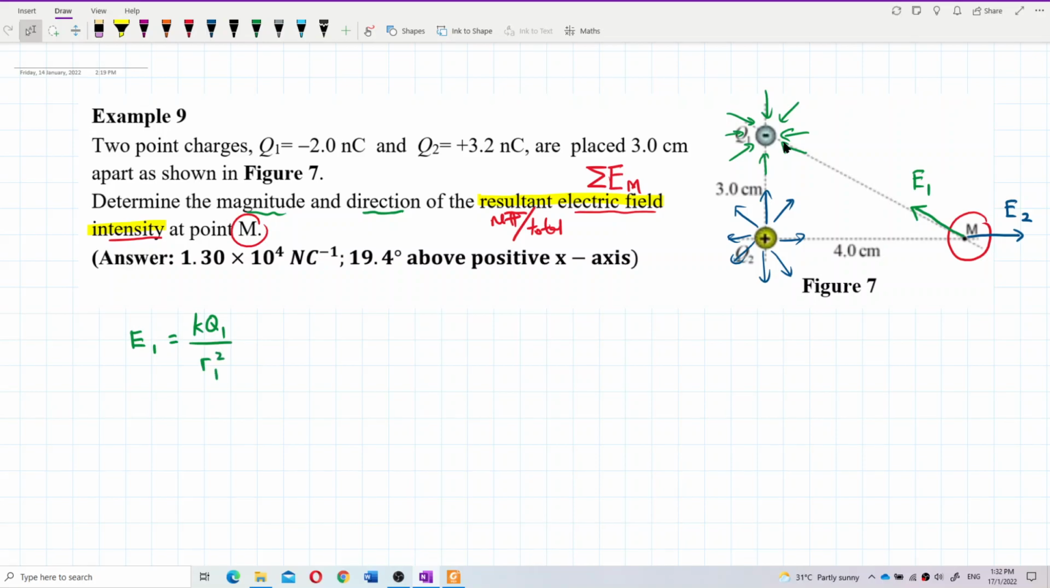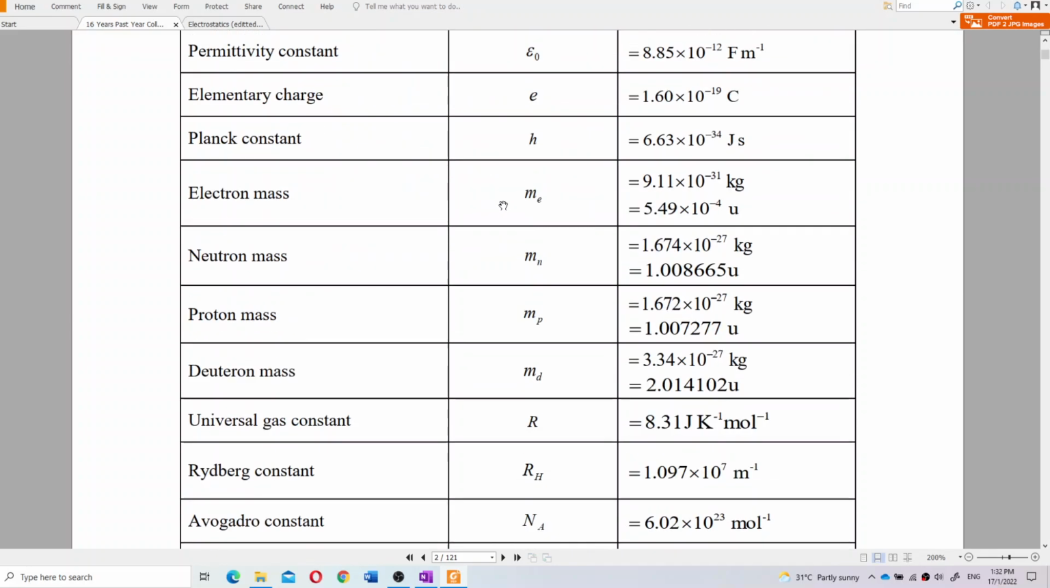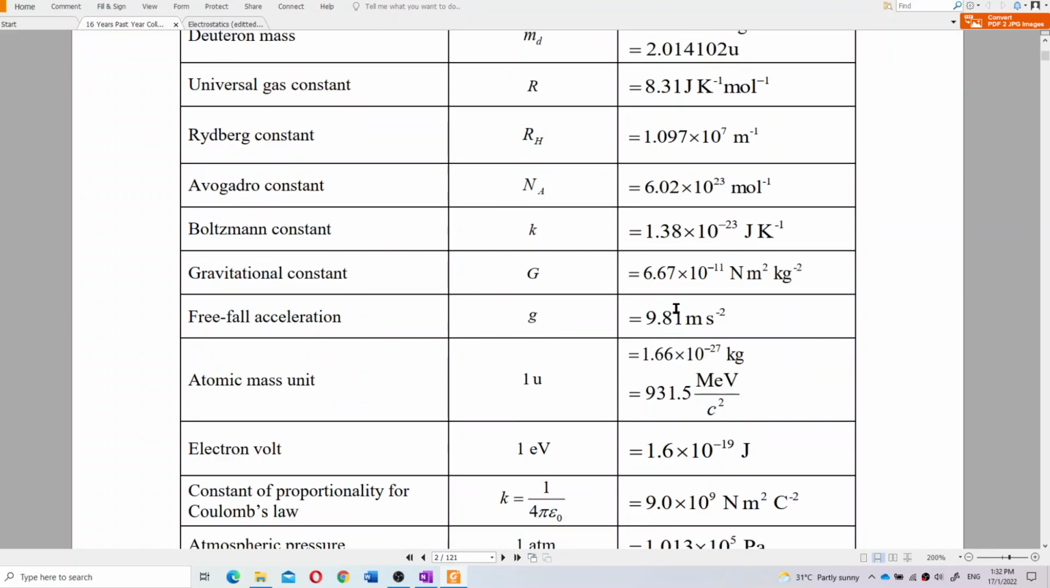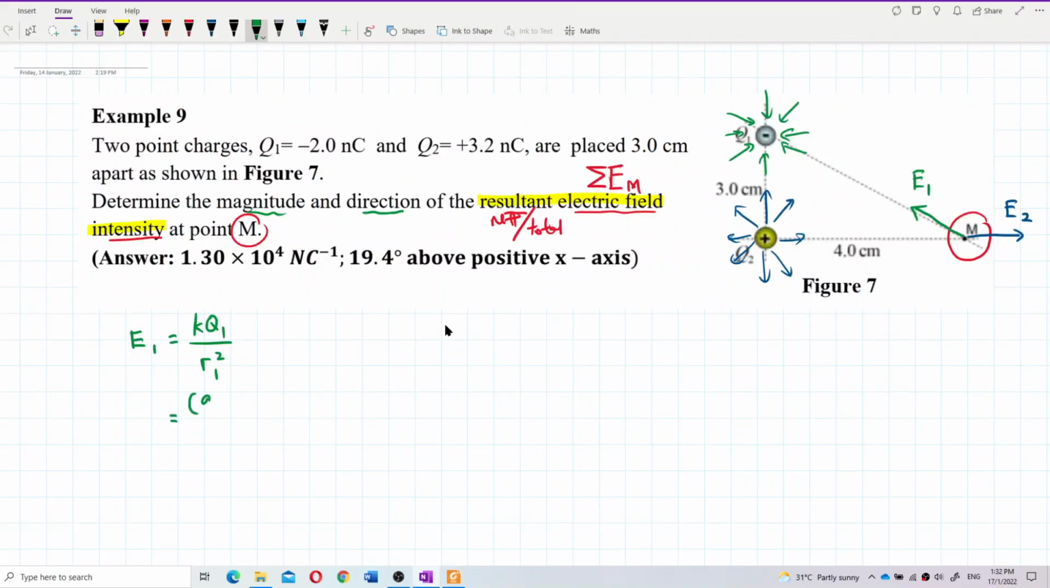So let's calculate. K is the constant value for Coulomb's law. We can find it in the list of constants. Remember, it is not the Boltzmann constant. It is the constant for Coulomb's law, which is 9 times 10 to the power 9. That's the value.